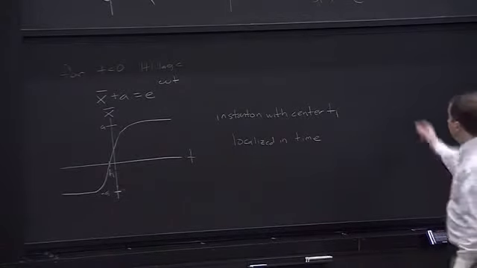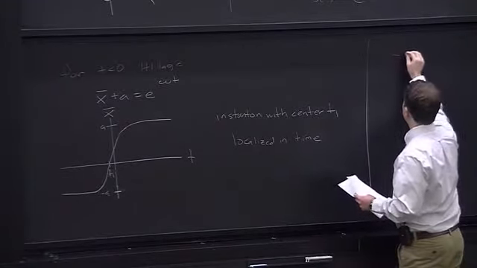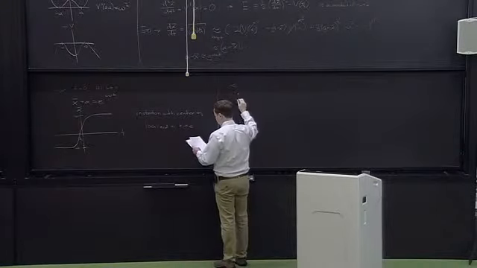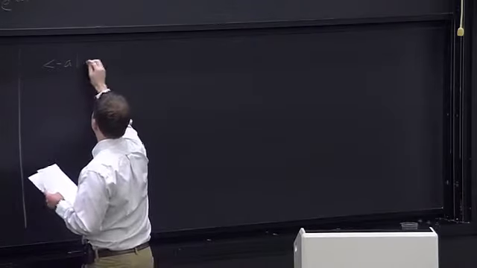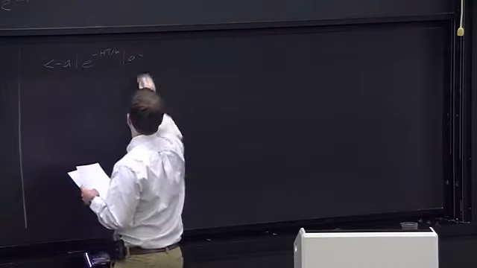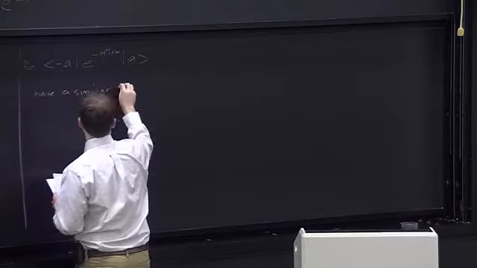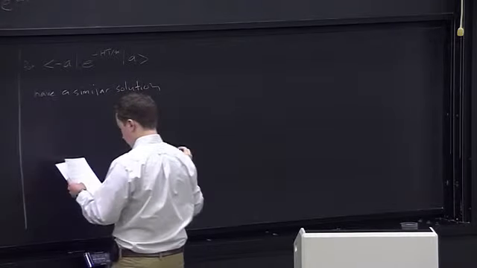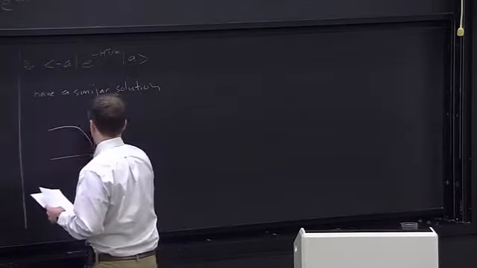And if we were interested in computing the amplitude to go from A to minus A instead of minus A to A, we would have a similar solution that just went in the other direction, and this is called the anti-instanton.